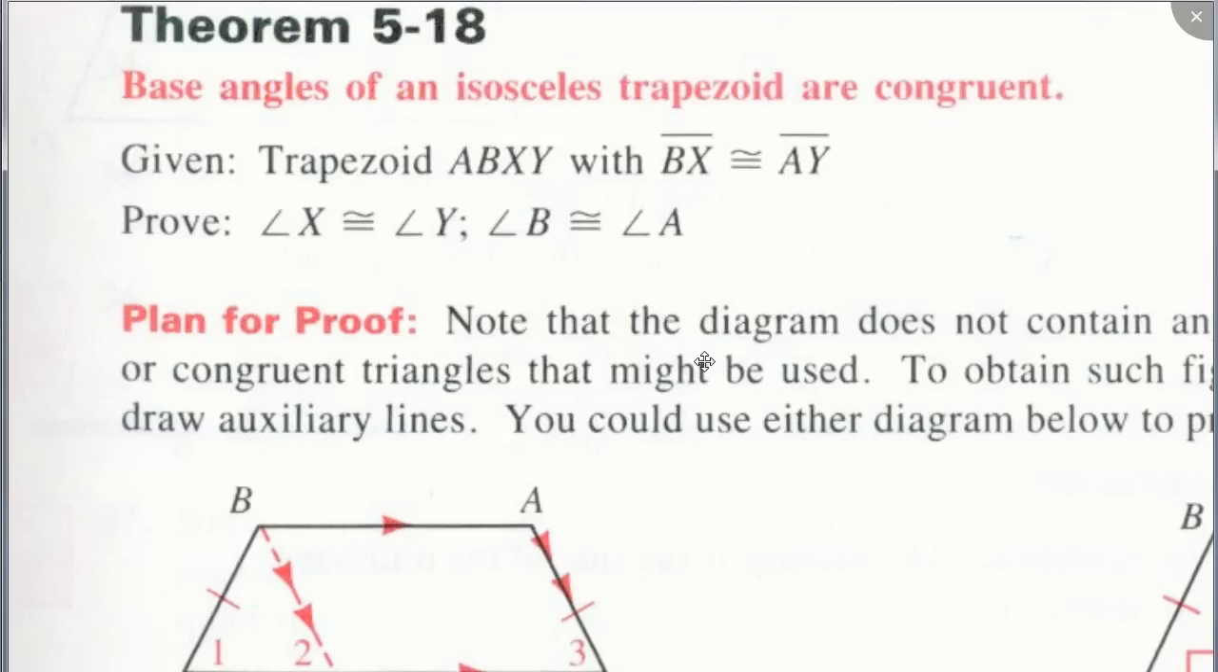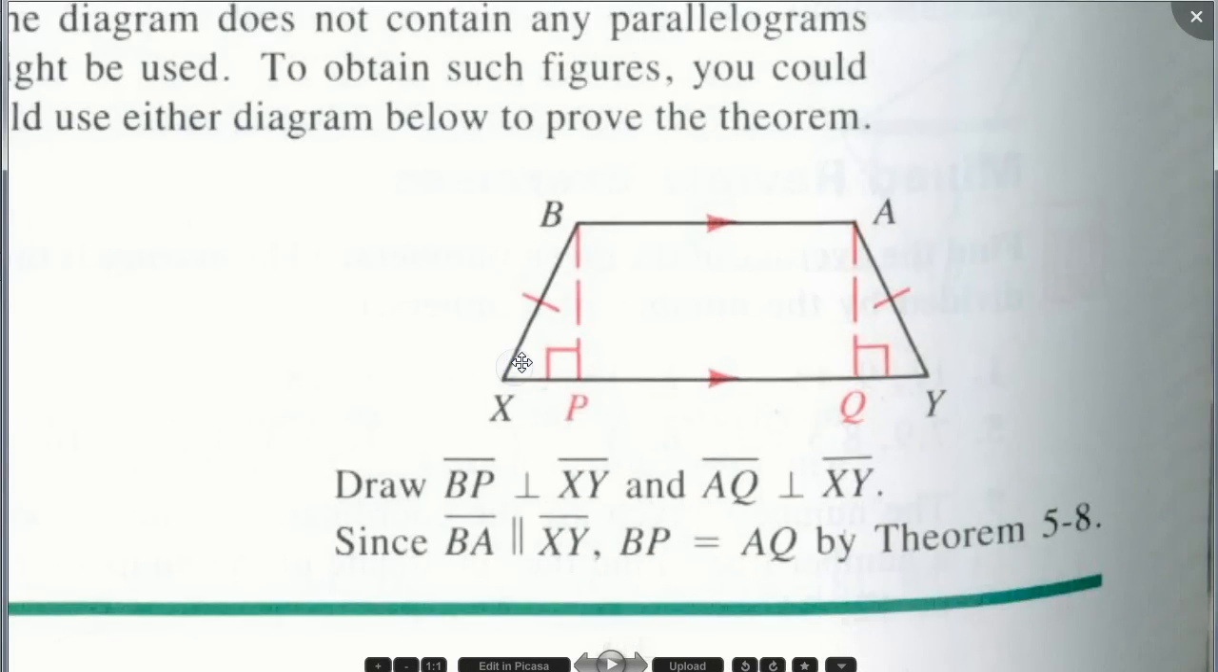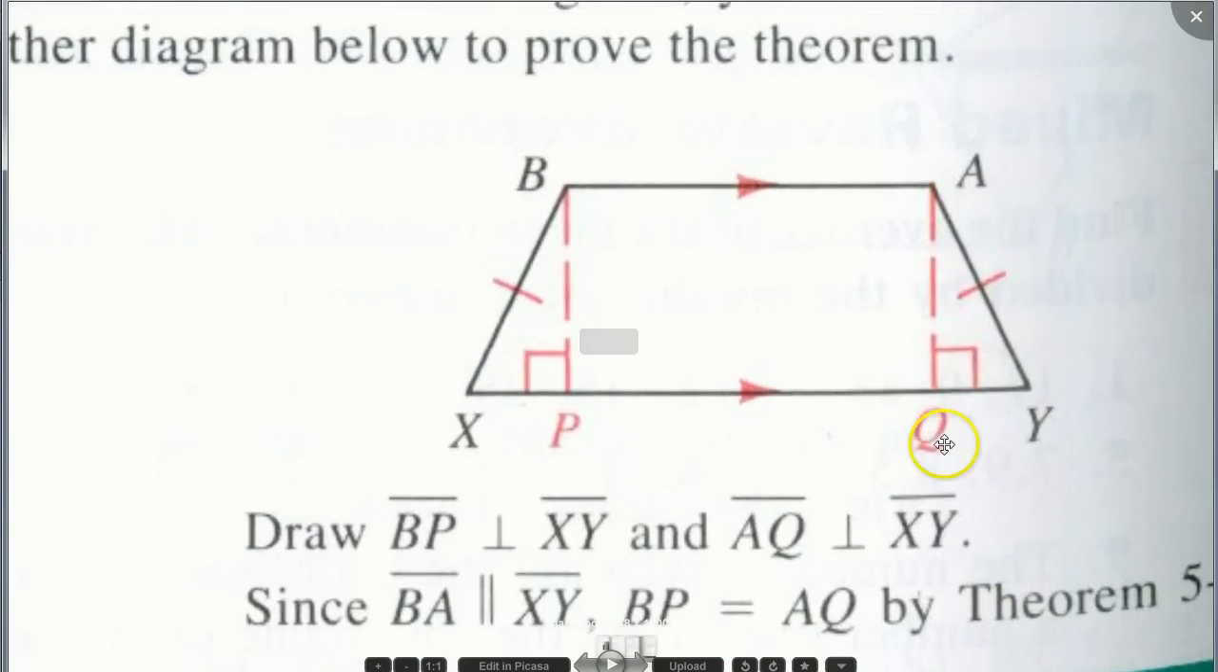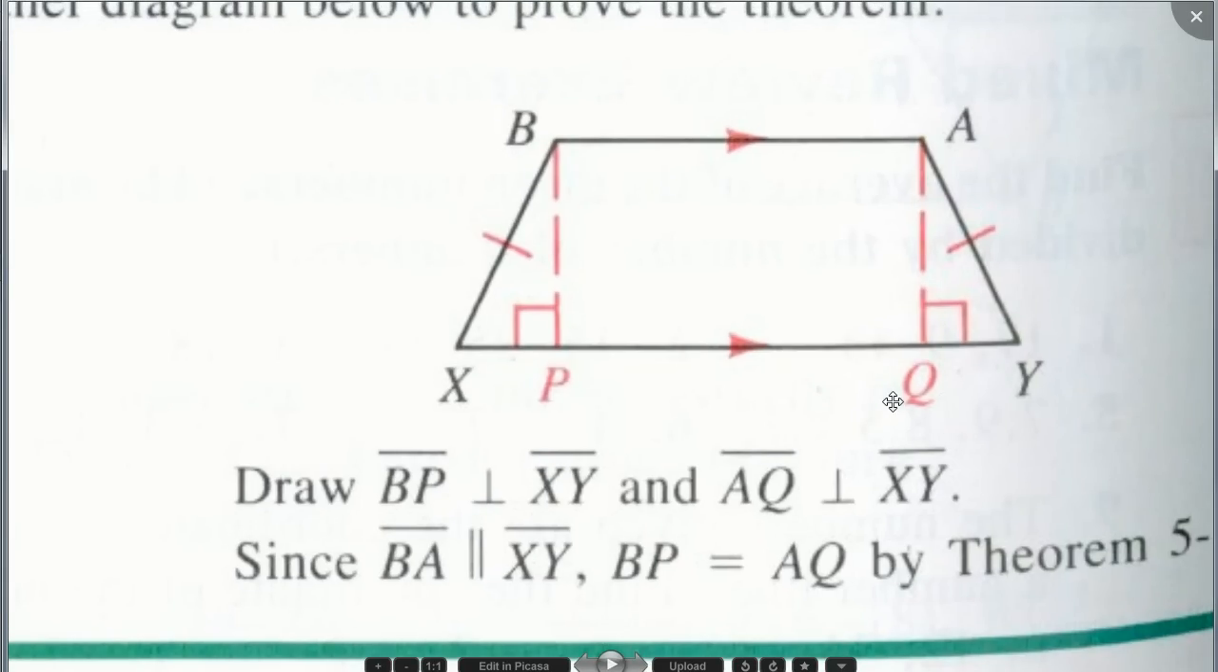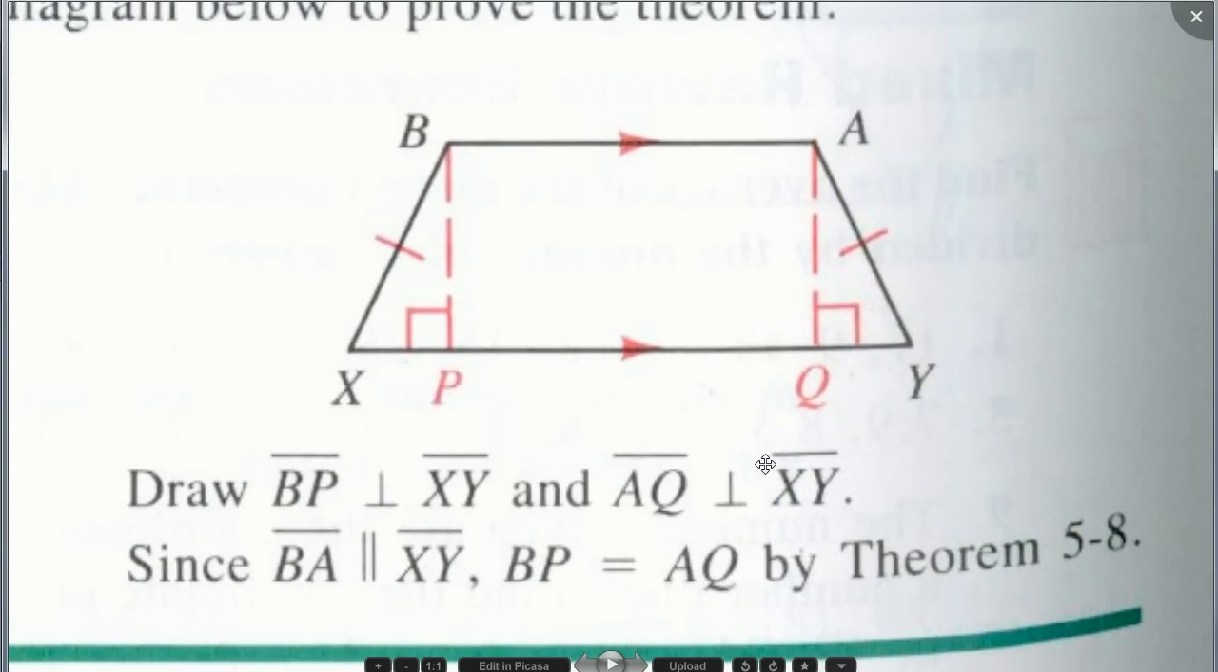You could also do it this way. You could draw auxiliary lines and prove it. Actually, it's not that bad. Let me show you. I'm going to draw BP perpendicular to XY and AQ perpendicular to XY. Then you know that this is 90, this is perpendicular. So we know BX is congruent to AY because you have an isosceles trapezoid.